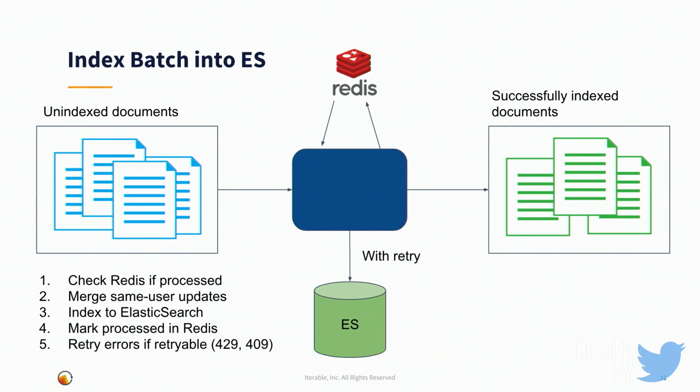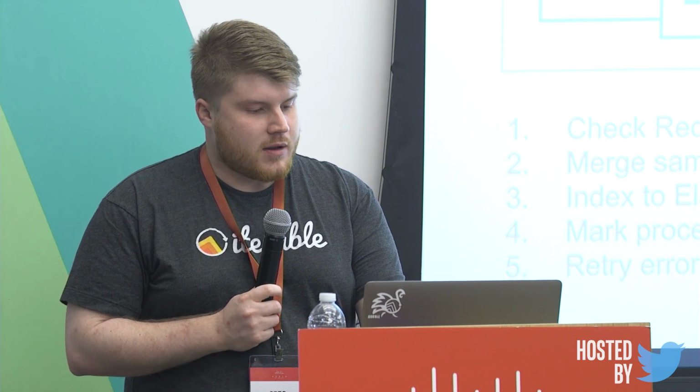And finally, we want to retry if we get any retryable errors. So if we get a 429 from Elasticsearch, meaning basically Elasticsearch is too busy doing other things, or if we get a 409, which means there's a conflict, we can retry those with a backoff until it succeeds. And finally, we'll emit those index documents to the next stage.